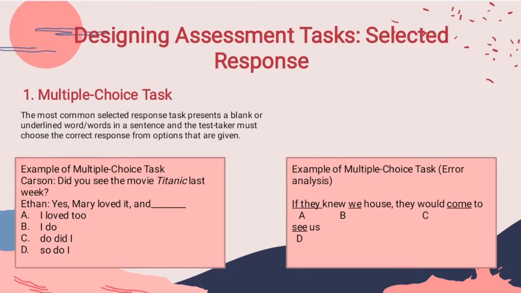Designing assessment tasks: selected response. The test taker is expected to select the correct response, which is meant to measure the knowledge of grammatical form and/or meaning. For multiple choice tasks, the advantages are that they are easy to administer and score, and the disadvantages are that they are difficult to create and can promote guessing from test takers.